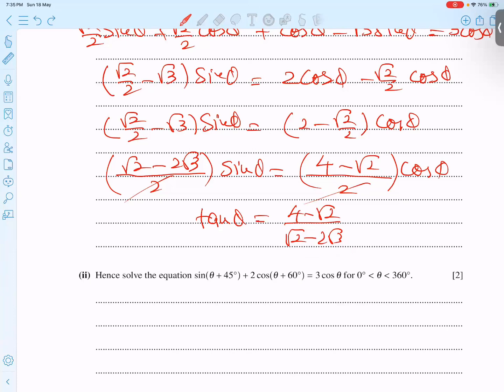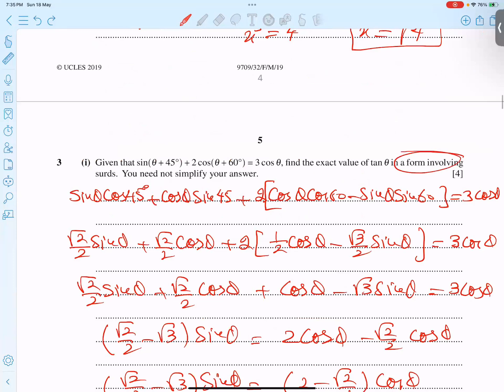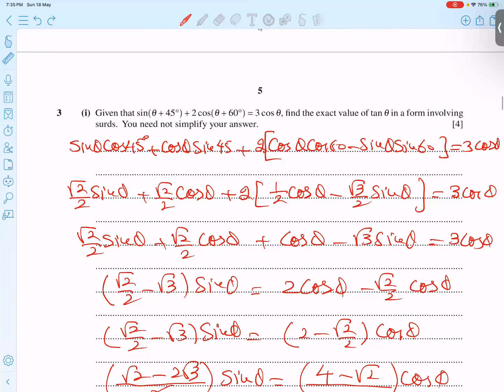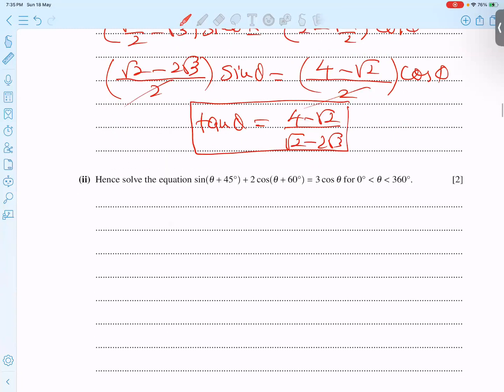Although, because both surd forms are available, it's not a big deal, since the question says involving surds and does not ask you to simplify your answer. It means this is okay. If I leave it here, it's a correct answer, or if you rationalize it, no problem, both are correct answers.